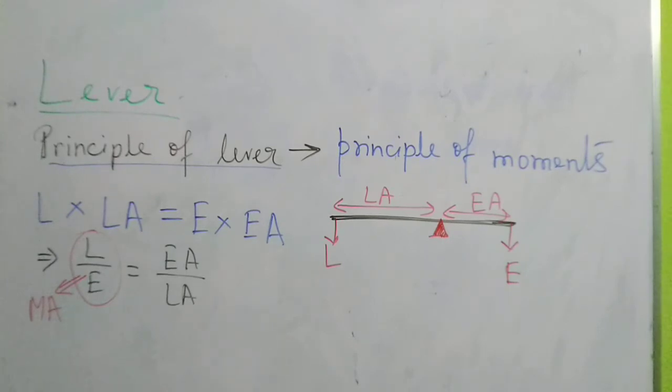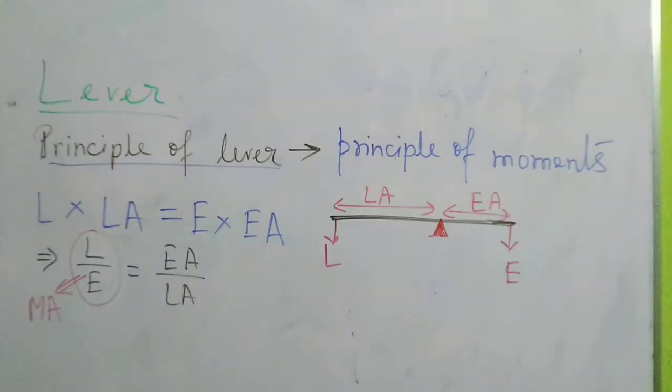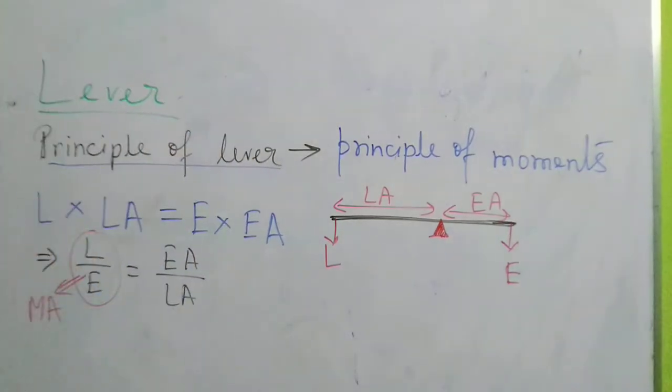So for a lever you can write that the mechanical advantage is equal to load by effort, as well as it can also be stated as effort arm by load arm. This is very important for solving problems, because this concept will be helpful for you to solve the problems. So the mechanical advantage of a lever is equal to effort arm by load arm. Okay, so I think the concepts are clear. Fine. So these are the main concepts of a lever.